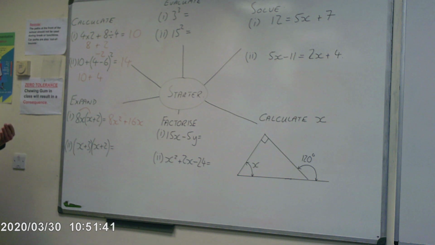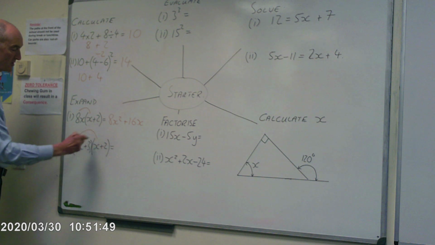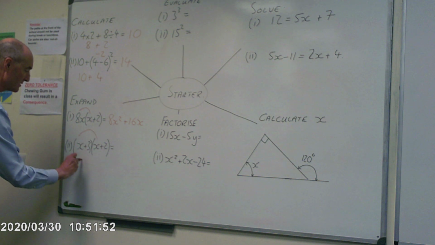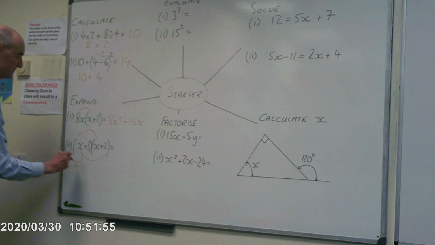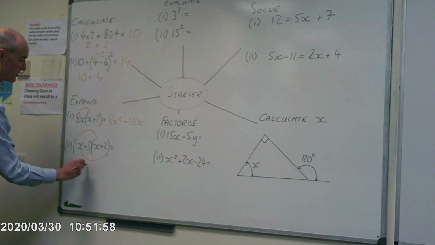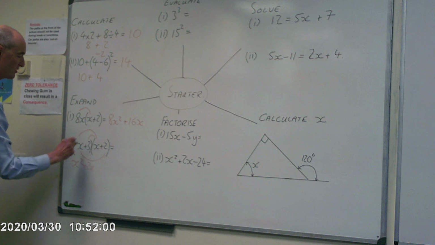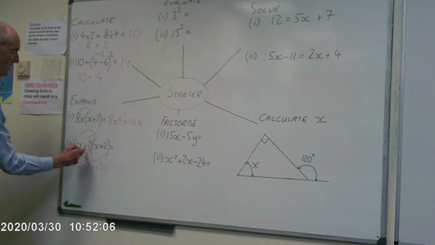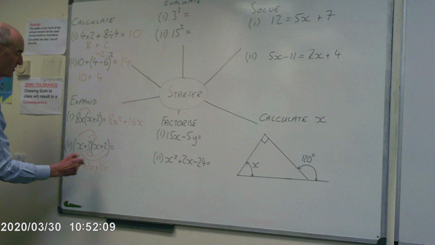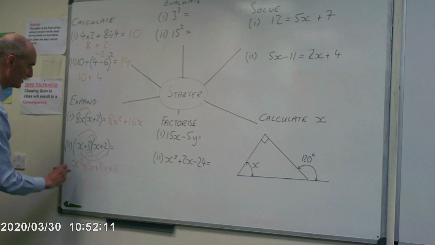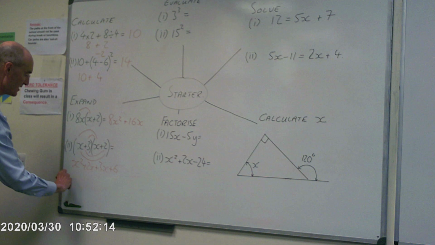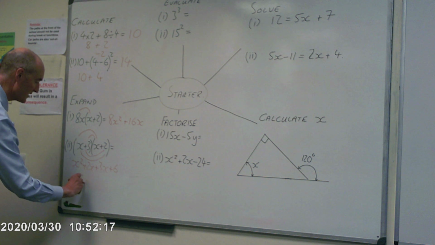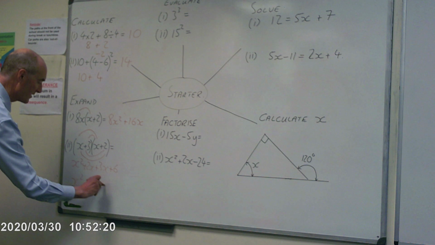X plus 3 and x plus 2 in two brackets next to each other. Some of you will have been taught a method of FOIL. First terms, outside terms, inside terms, last terms. First terms, x times x gives us x squared. Outside terms, x times plus 2 gives us plus 2x. Inside terms, 3 multiplied by x gives us plus 3x. And last terms, 3 multiplied by 2 gives us plus 6. We can bring together the like terms there to give us an overall solution, x squared plus 5x plus 6.